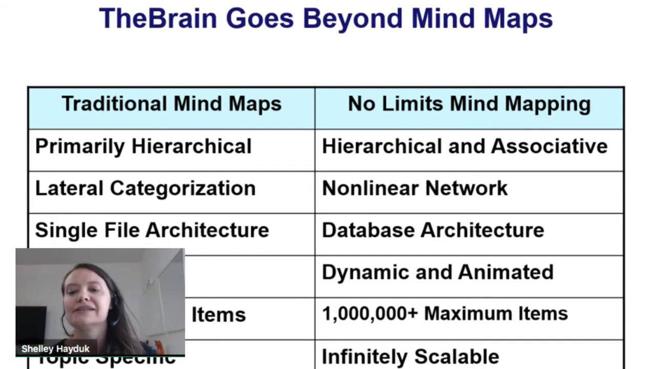Now on the back end, we're also looking at a few different things here, and that's why we're going to show you how to share your brain and how to import brains into other brains, because we're not just a single file architecture. So you don't just save your mind map and attach it as an email, although you can email a brain. We actually have a database architecture. And that database architecture allows a vast amount of information to be stored and readily accessed.